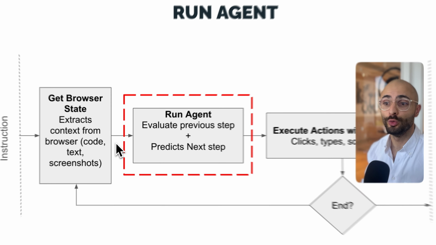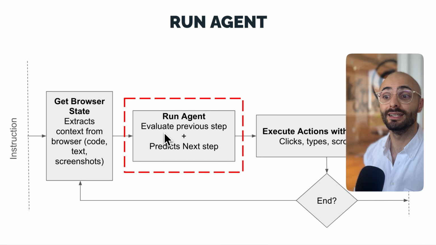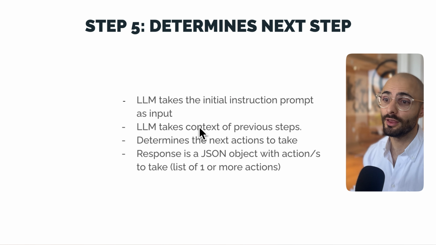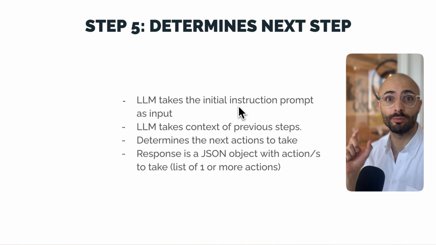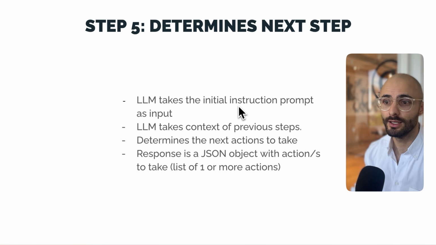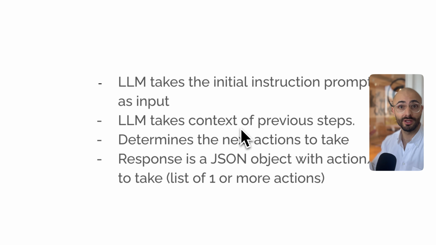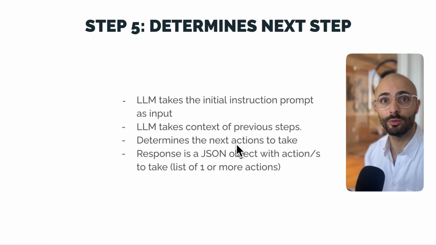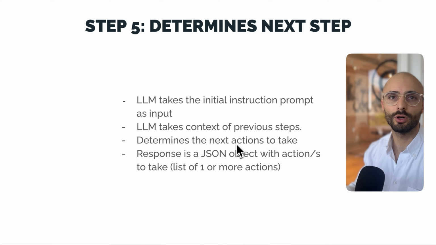The next step is now to run the agent. And what the agent does is it evaluates the previous step and then it predicts the next step. So how this works is the large language model takes the initial instruction prompt as input, which is what the user typed in at the beginning. It also takes context of the previous steps, right? And I'll show you what those are in just a moment. And then it determines what the next action to take is. It's just guessing what the next action is because this is powered by a large language model, which means it can hallucinate. So there is a possibility that this agent will break or not do what you want. But as these large language models get smarter, the computer using agents will become more useful and capable.